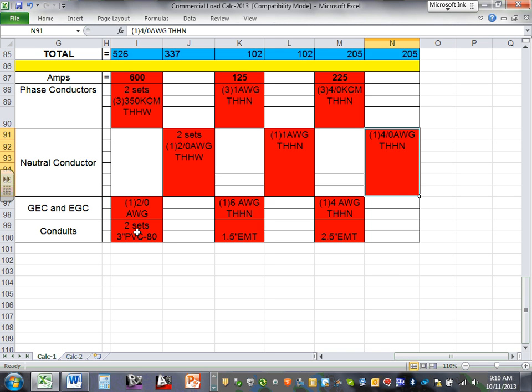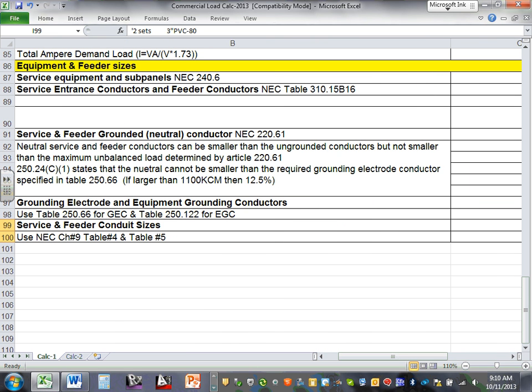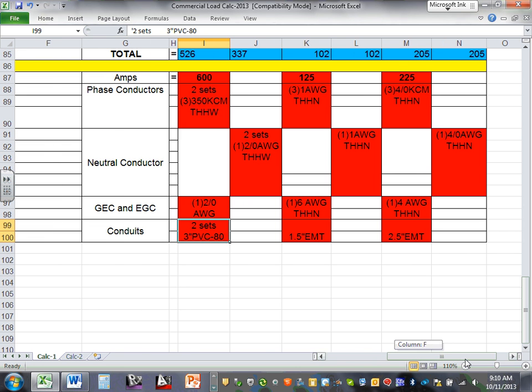And again, yours will be different. Be aware. I want you guys to do the calculation. And then at the end, we size the grounding electrode conductor and the equipment grounding conductor, as well as the conduit. For the feeders, we're using EMT. For the service, we're using PVC Schedule 80.